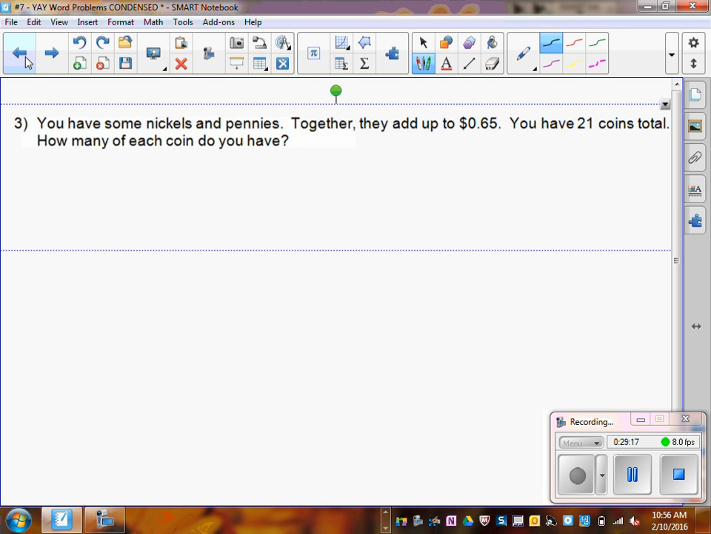Alright, together they add up to 65 cents. Notice this is giving me a total. You have 21 coins total. Oh, another total. We are looking for our totals here. Because typically with these types of word prompts, they give us 2 totals and then we have to write equations for those totals. Alright, so nickels and pennies. Which one do you want to be X? Which one do you want to be Y? What do you want nickels to be? X. Alright, pennies?